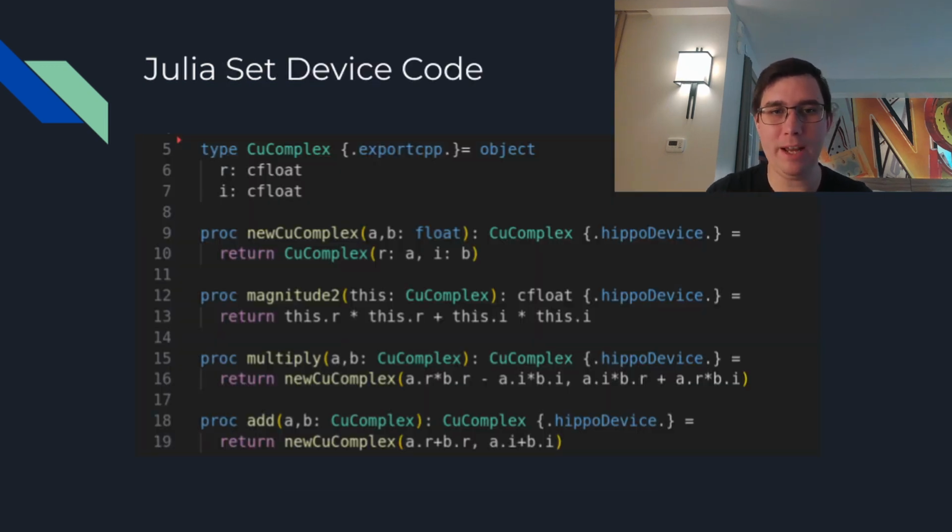We start by defining a complex number structure to use on the GPU. This struct has both a real and imaginary component. For this struct, we define some functions to let us add and multiply complex numbers, along with a function to calculate the magnitude. These are all annotated as device functions, meaning that they will be executed on the GPU, but also called from the GPU.